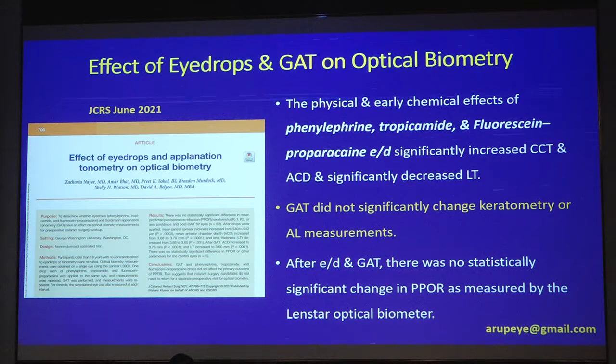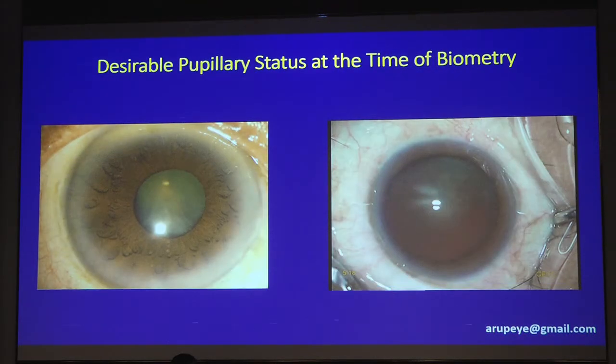I had settled down into this practice pattern till last year when I saw an article which was very conflicting. This was actually published in JCRS last year. After eye drops and Goldmann applanation tonometry, there was no statistically significant change in the predicted postoperative refraction as measured by the Lenstar optical biometer. Now, one swallow doesn't make a summer. This is just one article that has come out. So I need more articles in the literature for an evidence base if I have to change my practice pattern. So I still do what I told you in the previous slide.